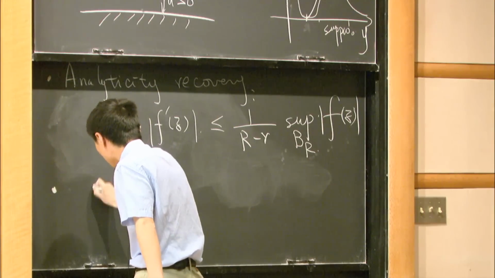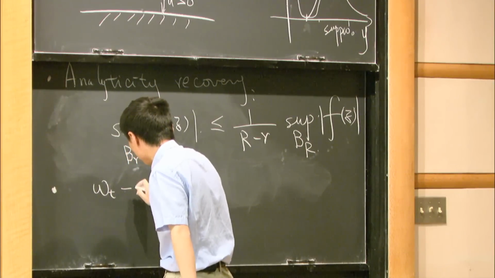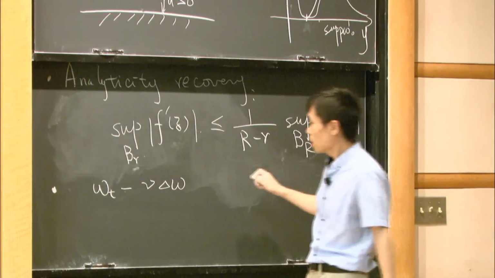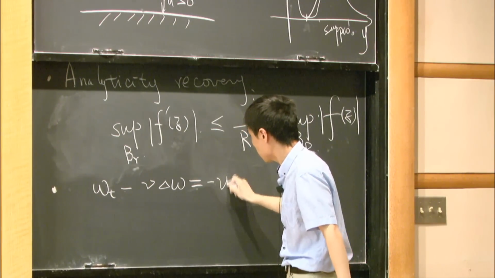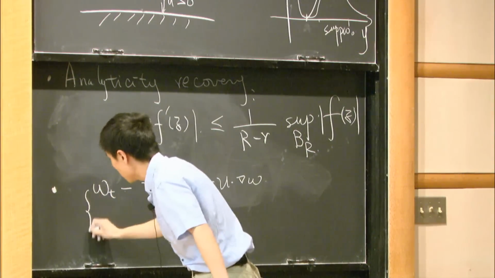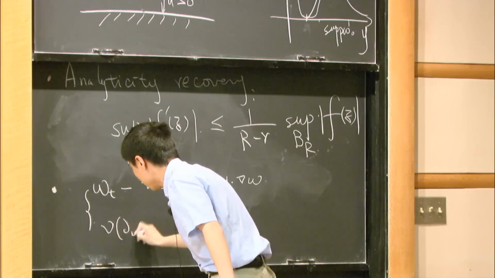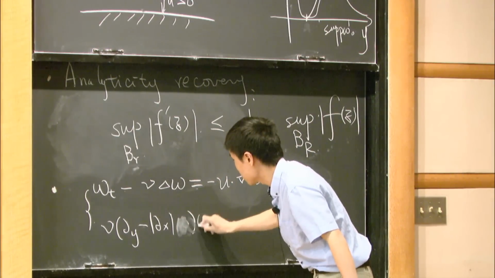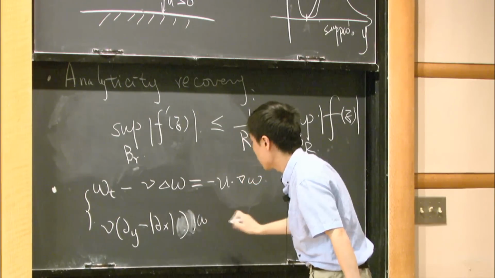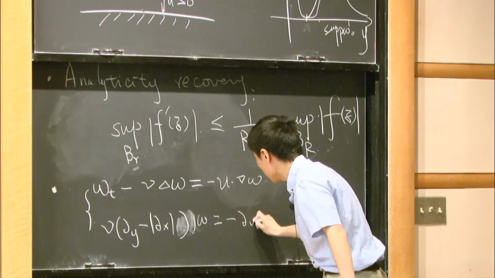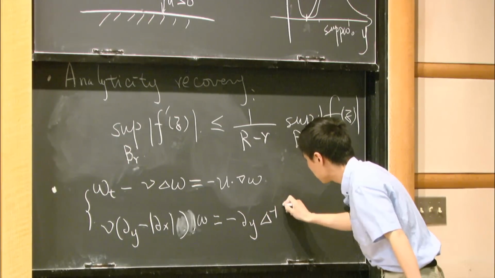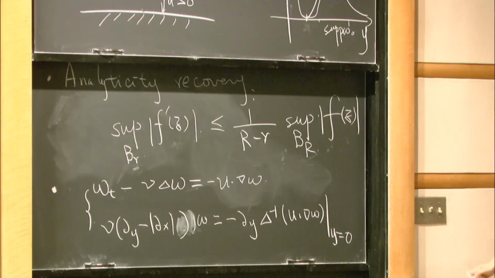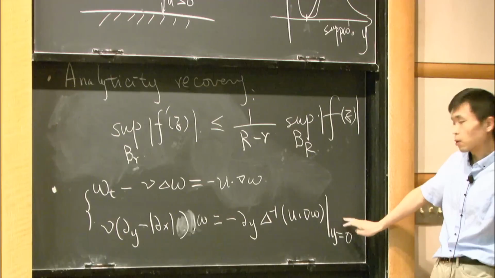If you look at the equation, we consider the vorticity formulation of the Navier-Stokes equation. You've got omega, with some kind of weird boundary condition here. This omega is equal to negative d_y plus inverse du dot gradient omega at the point y equal to 0. Yeah, so that's the boundary condition.